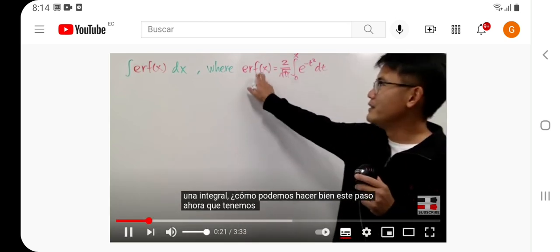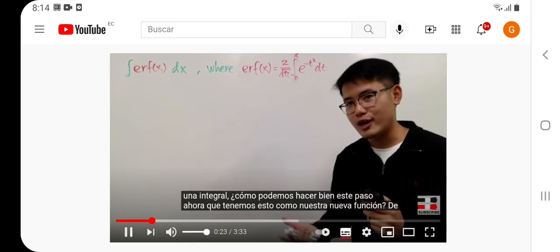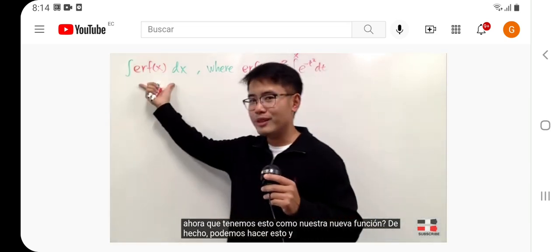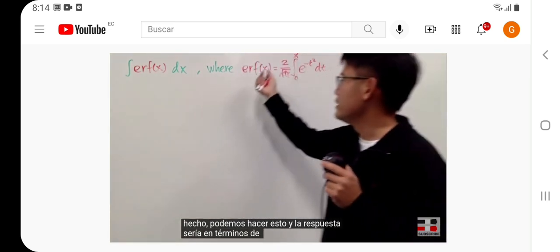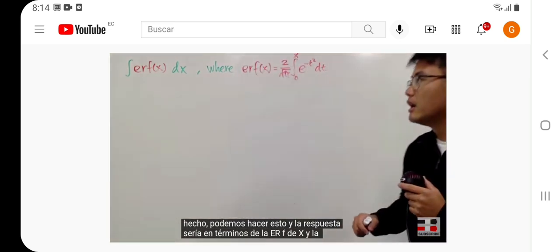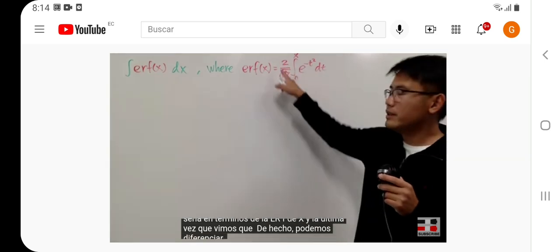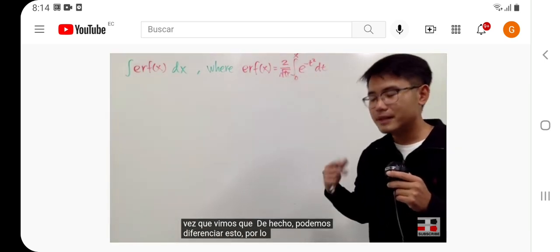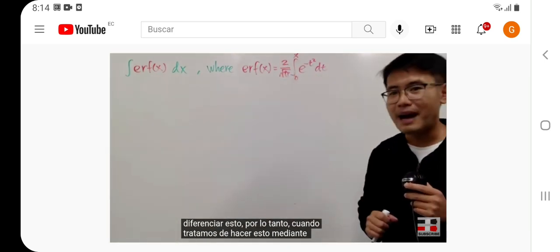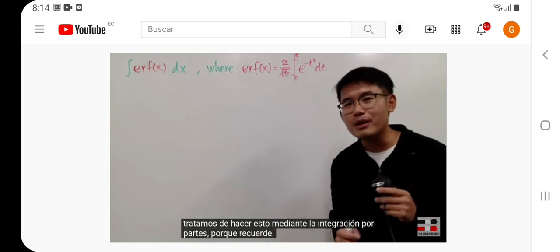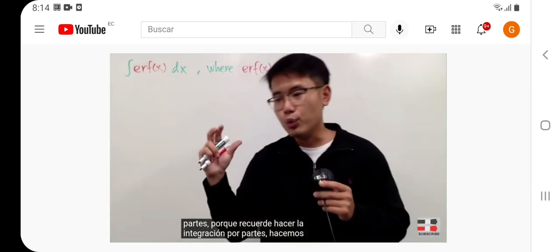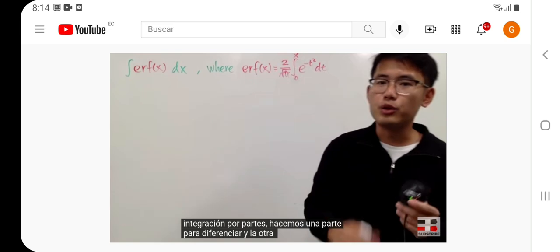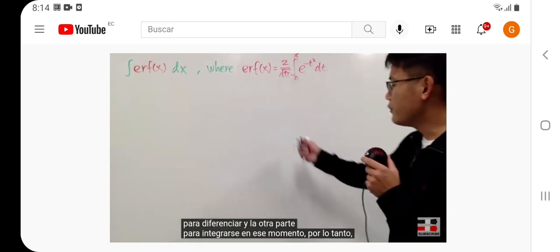Well, now we have this as our new function. In fact, we can do this, and the answer will be in terms of the ERF of x. And last time we saw that we can actually differentiate this. Therefore, why don't we try to do this by integration by parts? Because remember, to do the integration by parts, we do one part to be differentiated and the other part to be integrated, right? Then therefore, let's go ahead and do that.